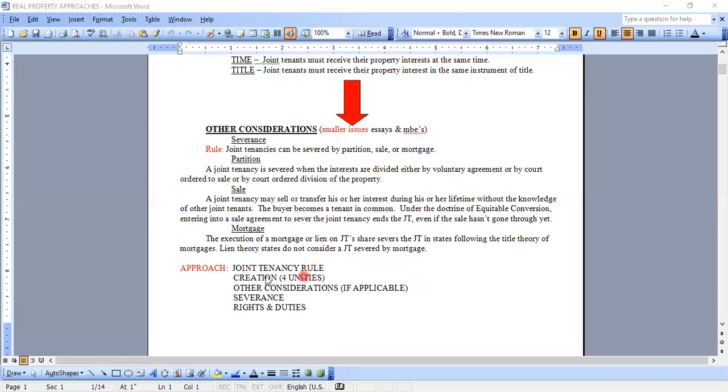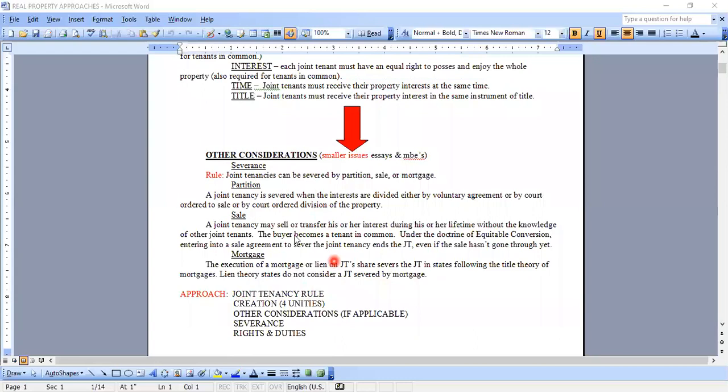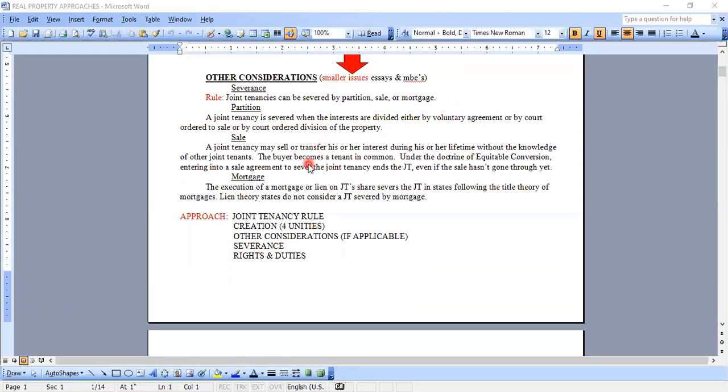So joint tenancy rules: creation of the 4 unities, and the other considerations, if applicable, are here: the severance, partition, sale, and mortgage. Now, the other considerations are very, very big issues when it comes to MBEs. You have to know if it's severed or if it's not. It's very important. Does it turn into a TIC or does it stay a JT? Very important. And if you have severance, you discuss that inside of your essay. And then you go to the rights and duties, which are below.